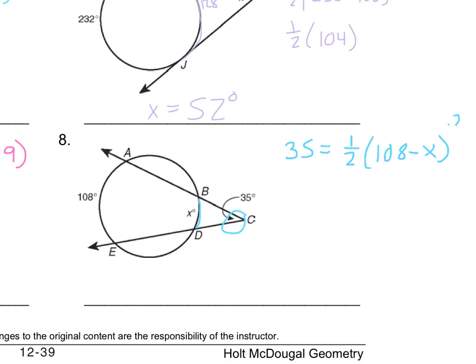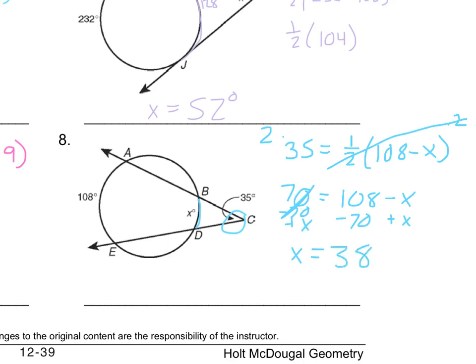So we can multiply both sides of our equation by 2 to get rid of this 1/2. So we have 70 is equal to 108 minus x. I'm going to add x to both sides, so I have a positive x, and subtract 70 from both sides. So the 70's cancel out, and I'm just left with x on the left, and 108 minus 70 on the right, which is 38. So x is 38 degrees.